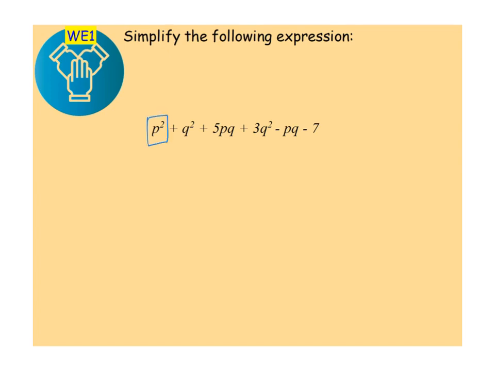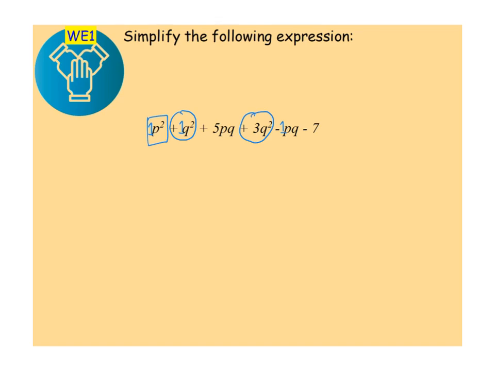We need to be careful in this question. There are some things here to catch us out. First of all, there's no other terms with p squared in there, so this 1p squared is going to be the only p squared term. The next thing I'm going to look at is the q squared, so I'll circle those. And I've got some over here.